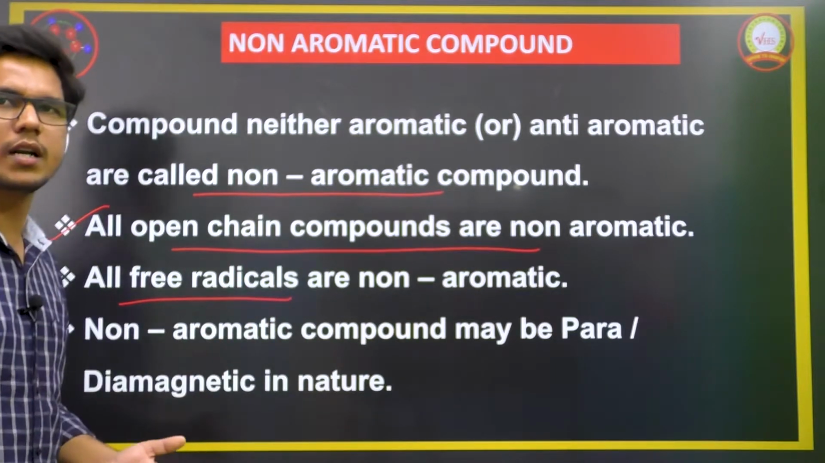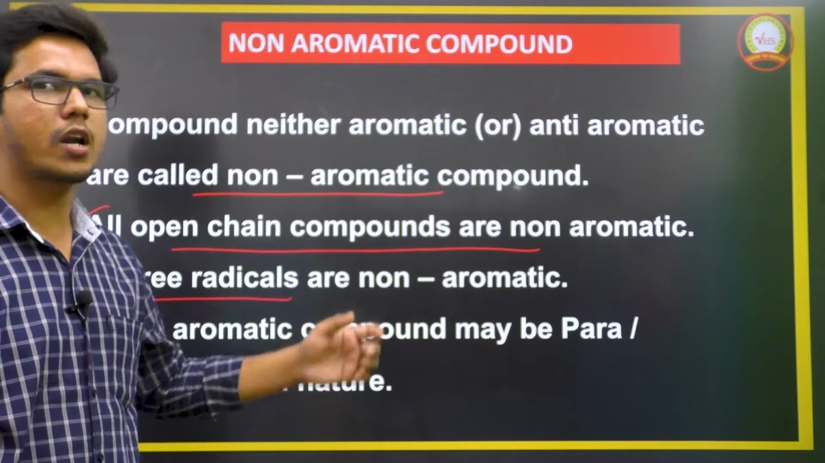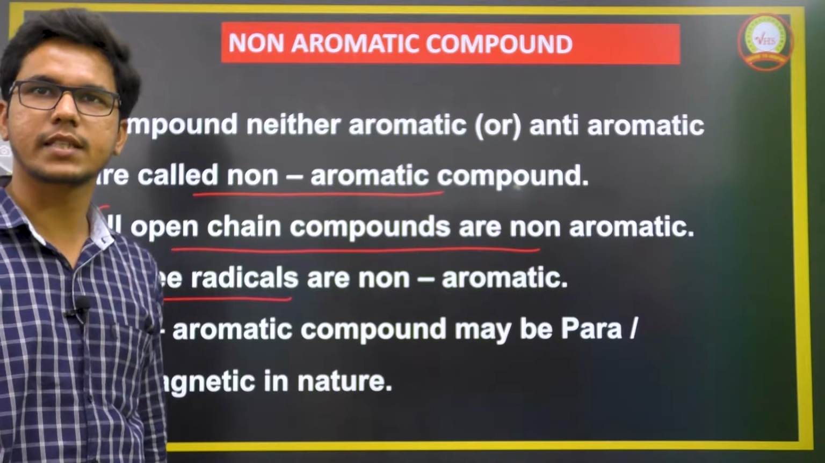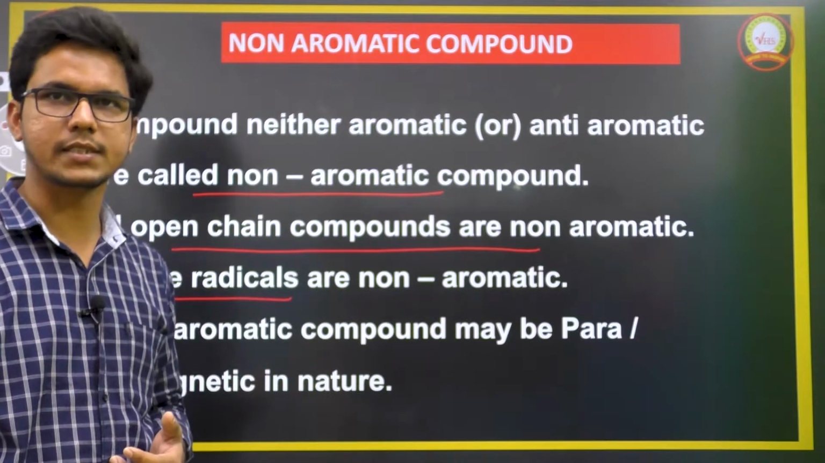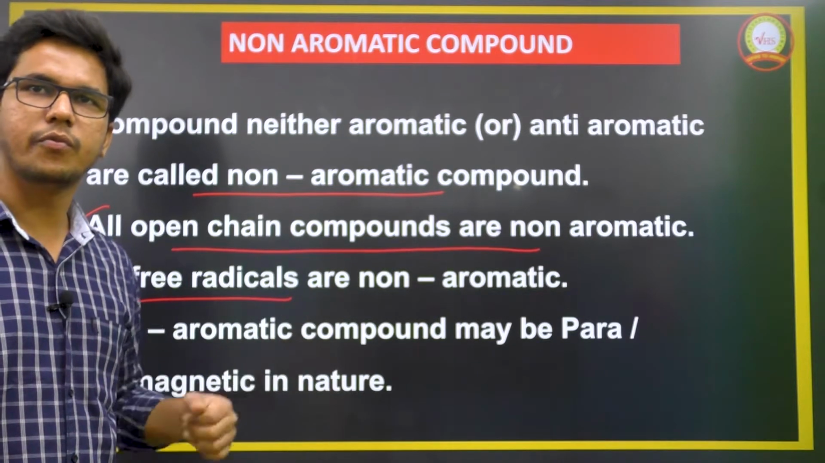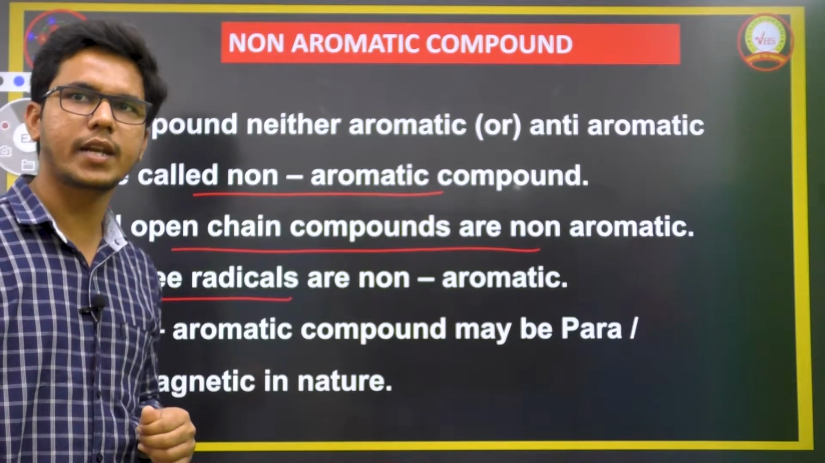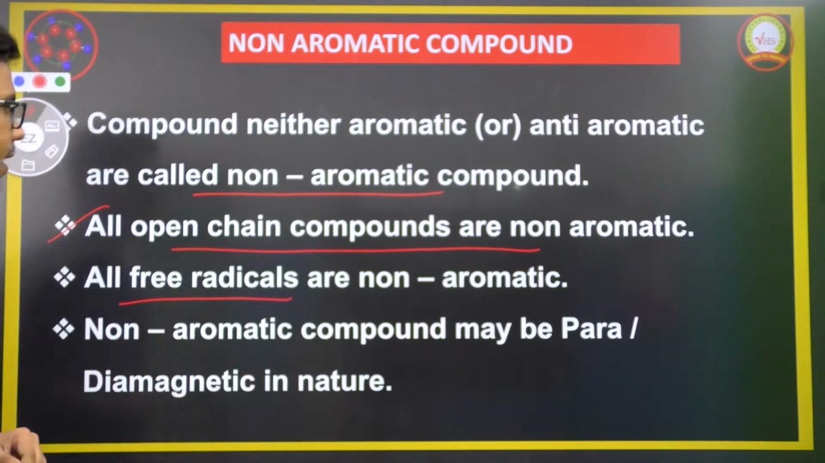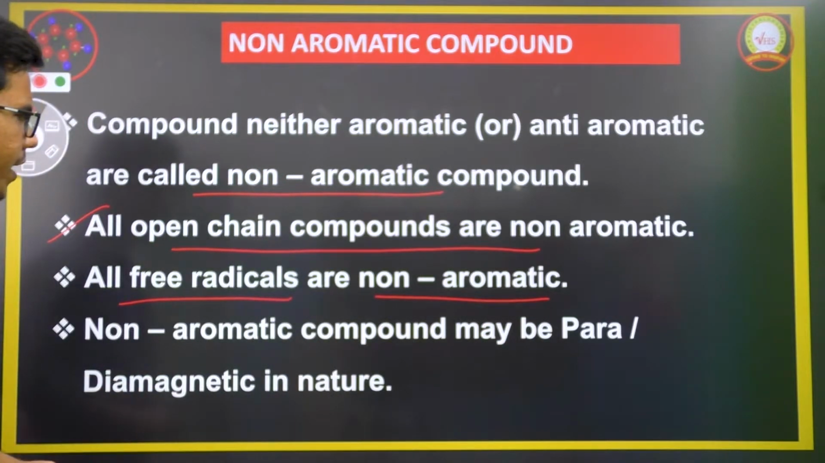Okay. If you take free radicals, free radical means compounds containing an odd number of electrons, right? In the case of aromatic and anti-aromatic, with Huckel's rule, 4n plus 2 pi electrons or a 4n pi electron system, we have an even number of electrons, right? If a free radical is there, what will we get? An odd number of electrons with the free radical. That's why all free radical containing compounds are going to be non-aromatic. And non-aromatic compounds may be para or dia.